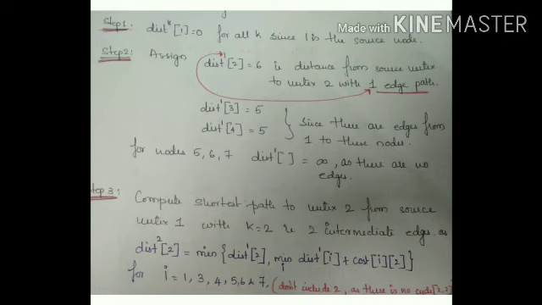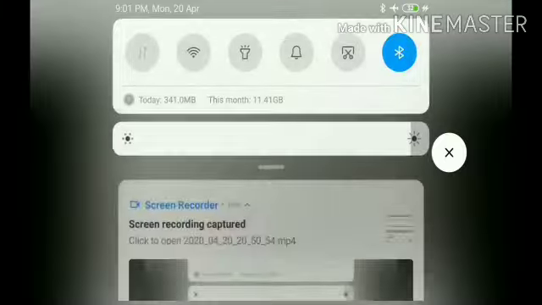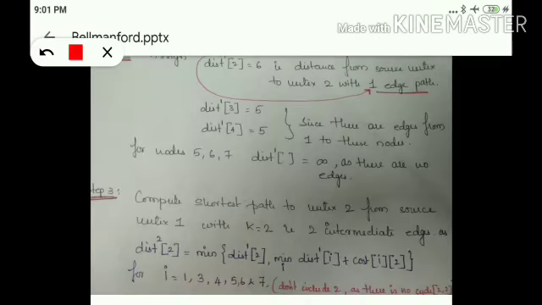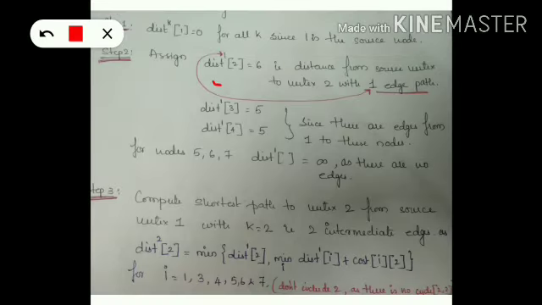So the second step is to assign dist^1[2]. Here, dist^1[2] I read as the distance from source vertex to vertex 2 with only one intermediate edge in it. So when we look at the graph, we have an edge coming from source vertex 1 to vertex 2 whose cost is equal to 6.